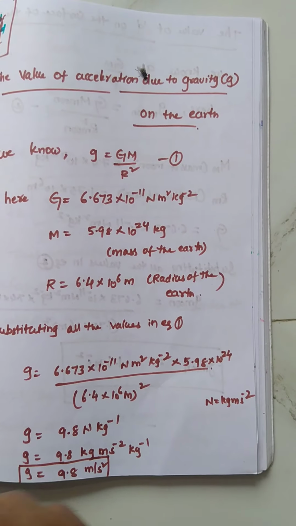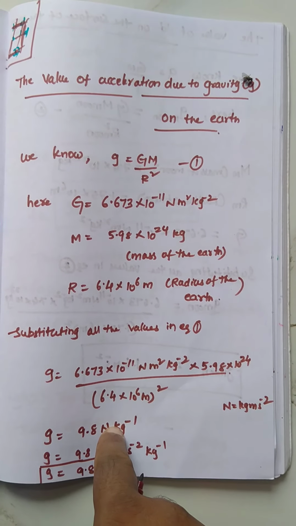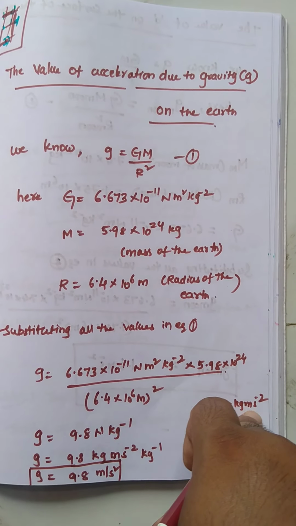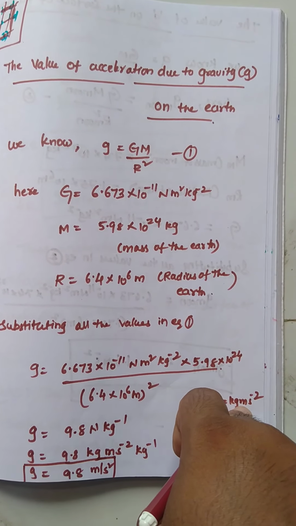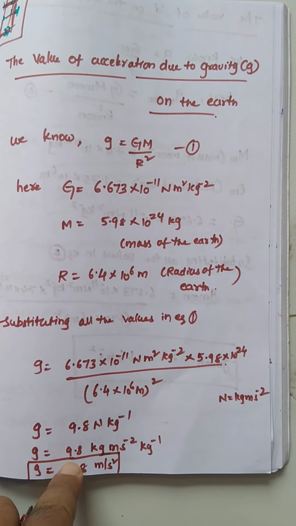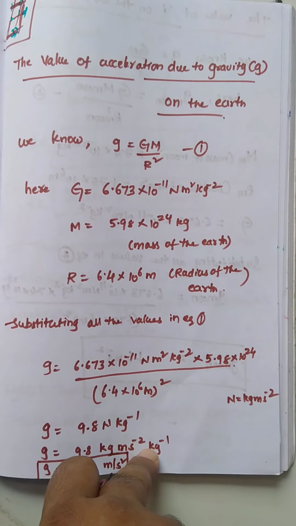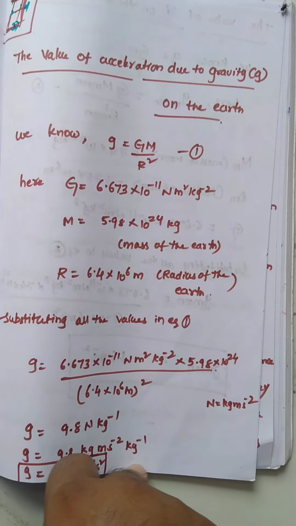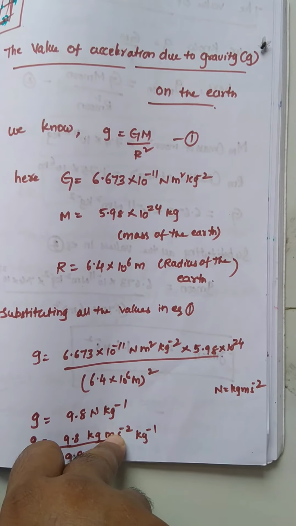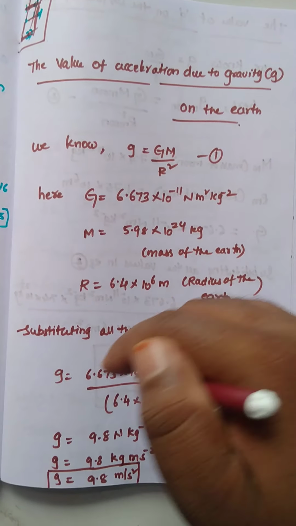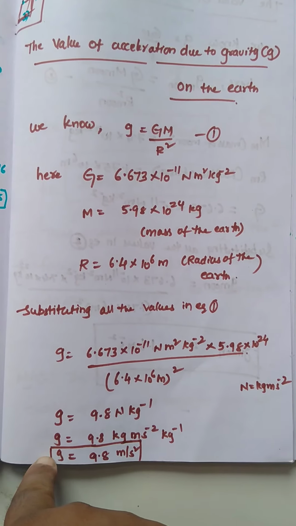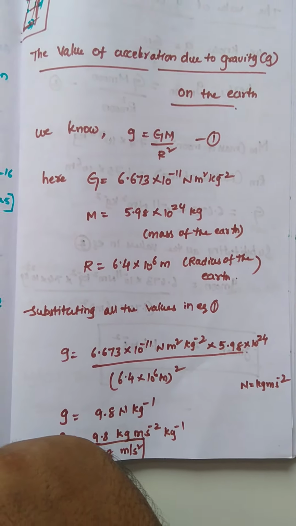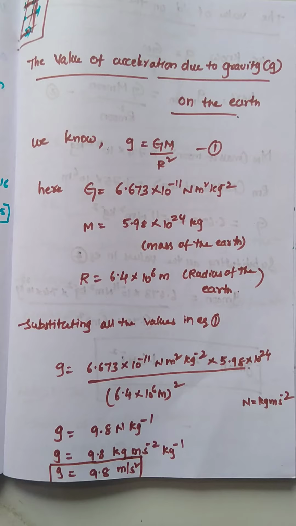Here we know very well, newton is the SI unit of force. We can also write it as kg meter per second square, that is kg meter second power minus 2. So I substitute here 9.8 kg meter second power of minus 2 kg power minus 1. This kg power minus 1 we can also write as 1 by kg, so the kg cancel each other, and meter per second power minus 2 is left. For that reason, we can prove the acceleration due to gravity is exactly 9.8 meter per second square. This is the derivation of how we calculate acceleration due to gravity on the earth.